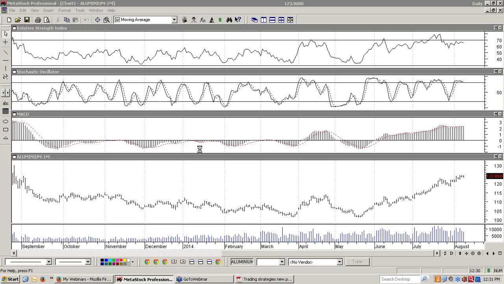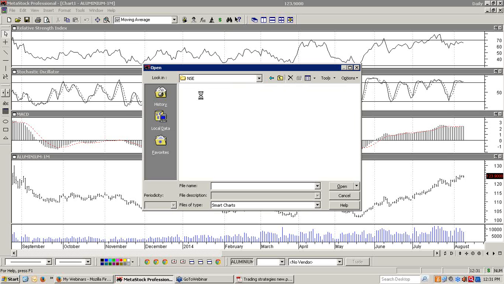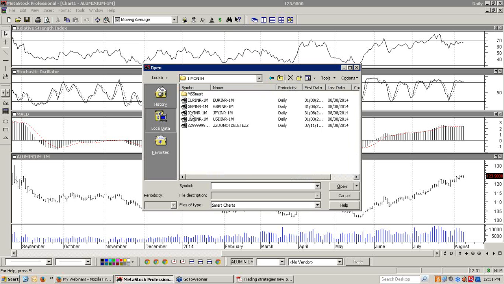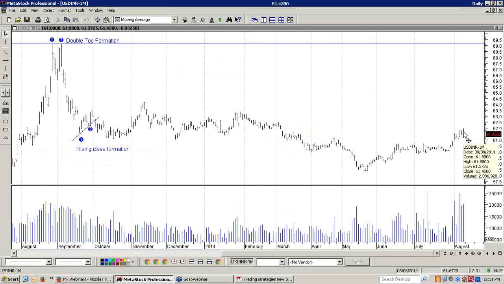Let us go to the USD INR currency chart. So this is the Metastock software which I am currently using. So USD INR chart, as you can see, I guess I do not have the updated charts now, but nevertheless the pattern is almost similar.